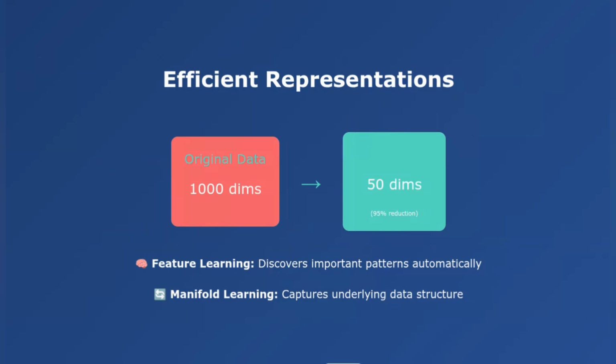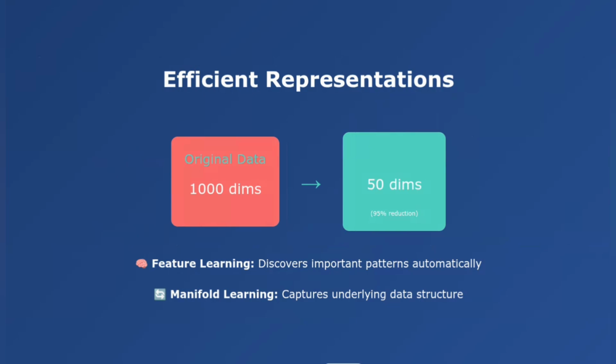One of the most powerful aspects of autoencoders is their ability to learn efficient representations. But what does this really mean? Let's say you have 1,000 dimensional data. An autoencoder might compress this into just 50 dimensions while retaining most of the important information. That's a 95% reduction in size. The encoder learns to identify patterns, correlations, and structures in your data. It automatically discovers which features matter most for reconstruction.